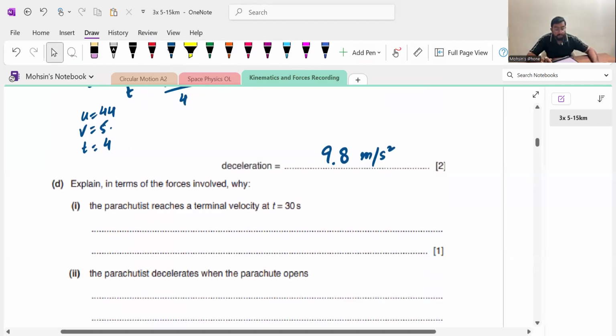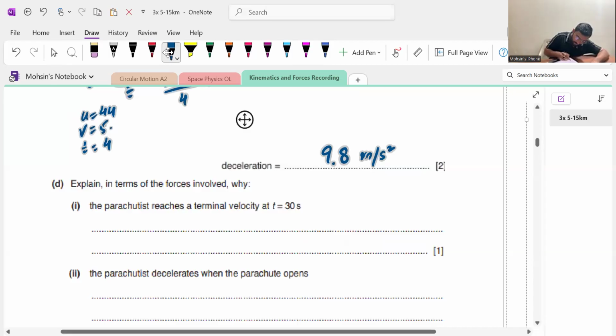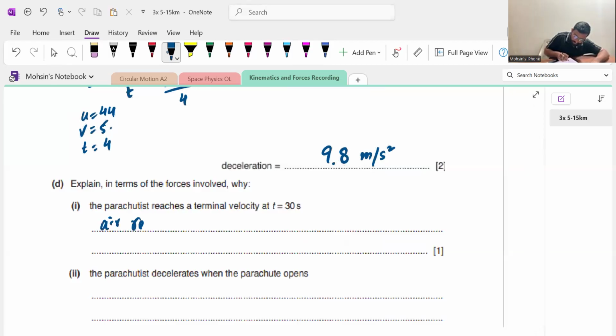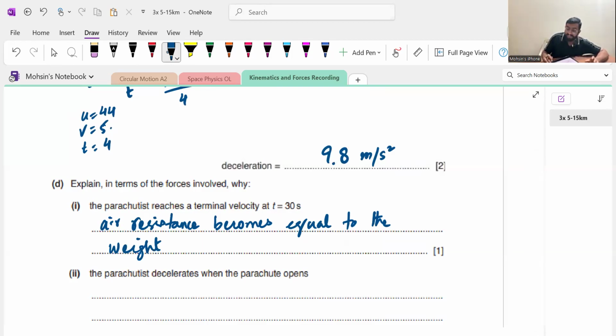Explain in terms of the forces involved why the parachutist reaches a terminal velocity at 30 seconds. So why does the parachutist reach the terminal velocity? Because air resistance becomes equal to the weight of the object and the resultant force becomes zero. So he moves with a constant velocity. So for 1 mark, I will write air resistance becomes equal to the weight.